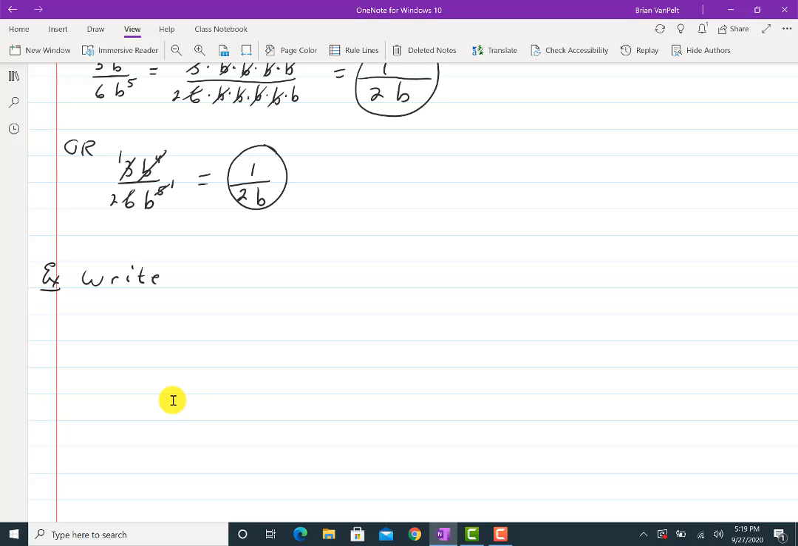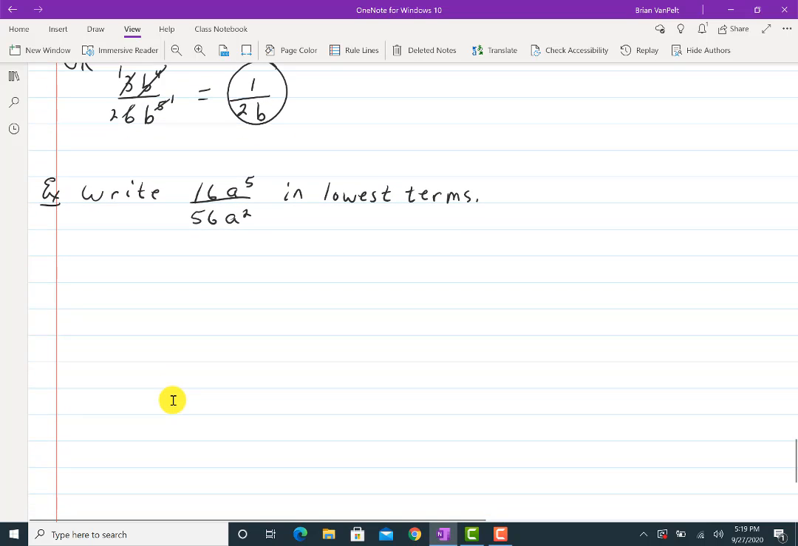Let's write 16a to the 5th divided by 56a squared in lowest terms. So I'm going to do like I did just in that last part of the example. And notice in the numerator I have 5 a's up there, and there's only 2 a's in the denominator. So when I cancel this, I will leave 3 a's in the numerator.